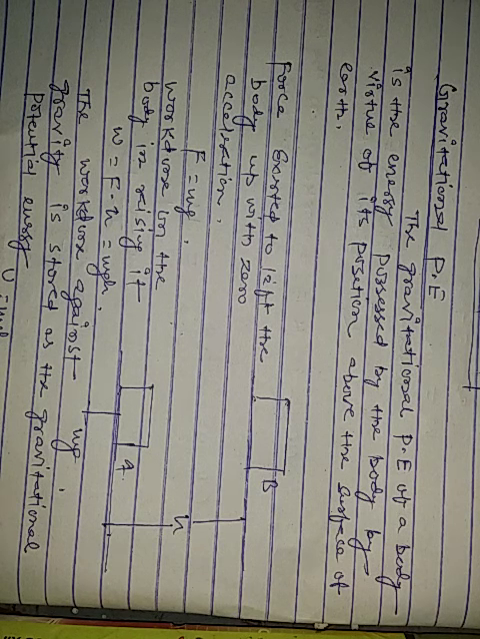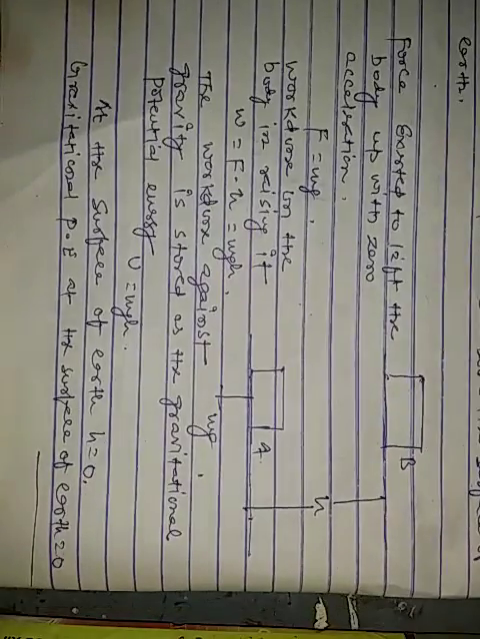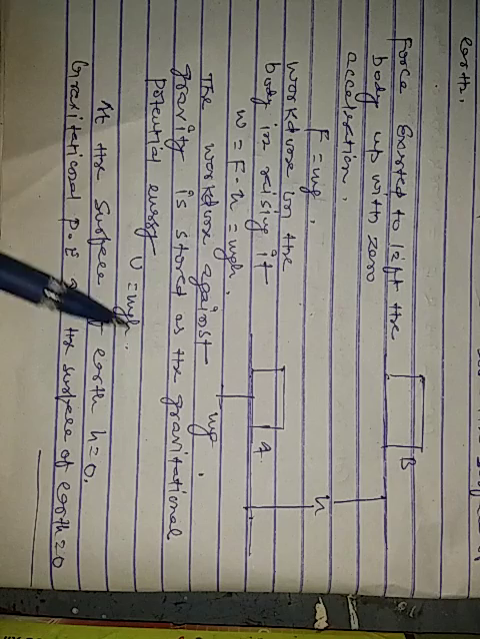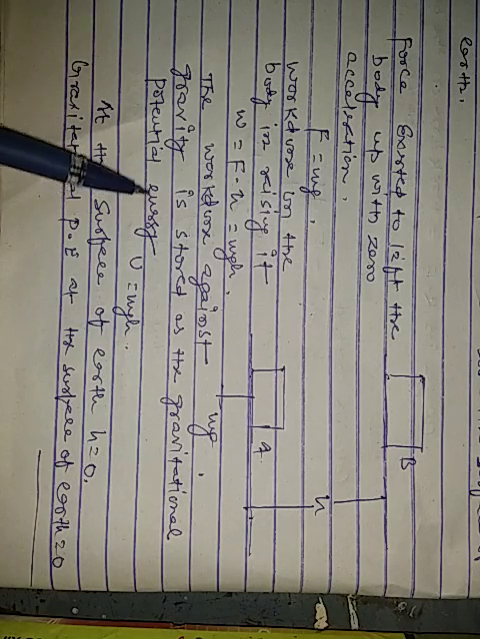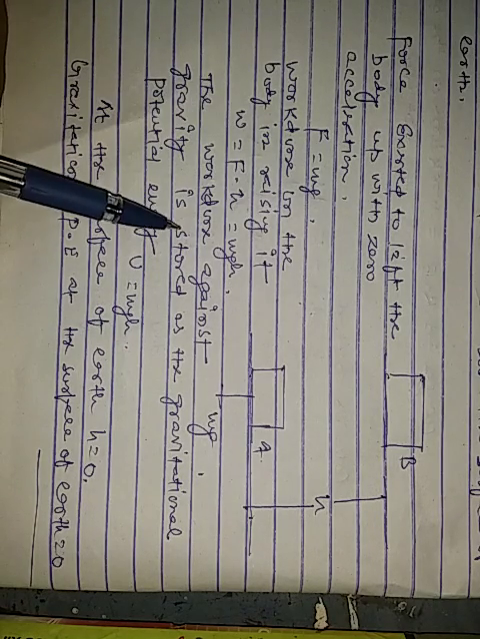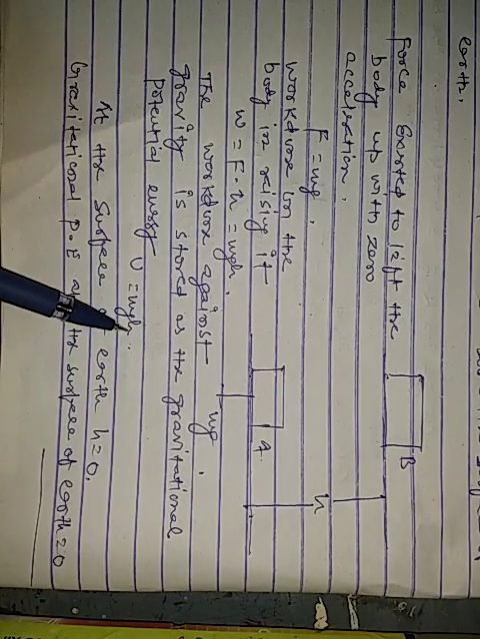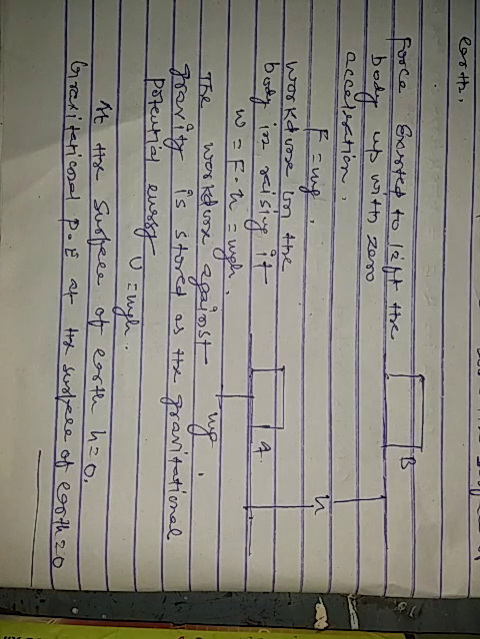So in place of W we put U. The work done against gravity is stored as the gravitational potential energy. So U is equal to mgh, the gravitational potential energy. But at the surface of the earth it is equal to 0. So gravitational potential energy at the surface of the earth is equal to 0.